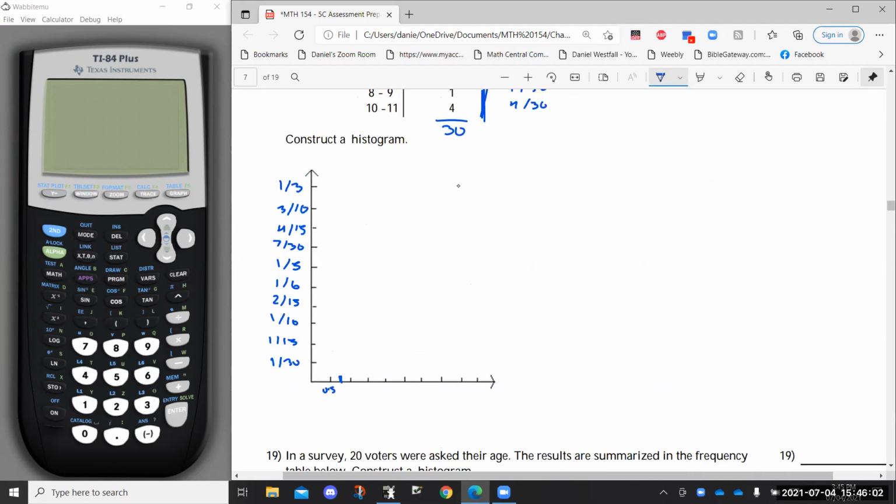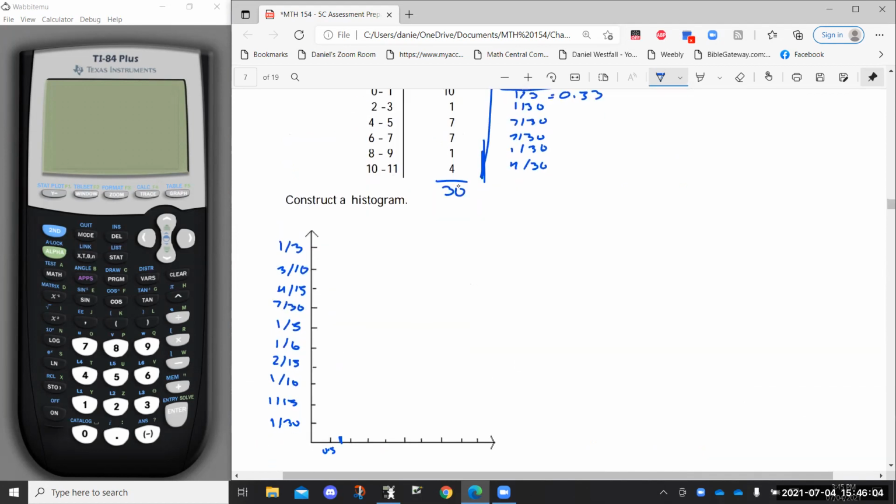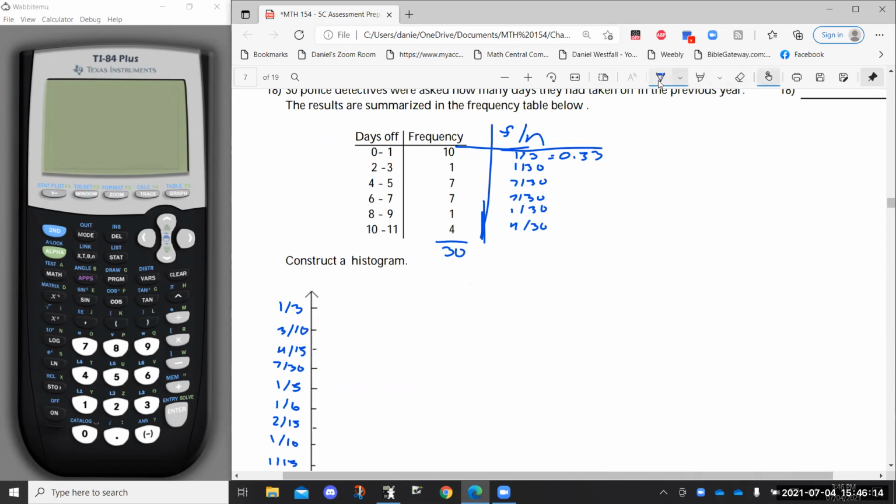Okay, so they're saying, and I know this is tricky that they're doing this, but they're making groupings that touch each other that don't change. So this is the same as 0 to 2 not included, right? 1.99 something. This is 2 to 4 not included. This is 4 to 6 not included. See how they're doing that? So that's tricky to you, but you got to make the bars touch one another here.